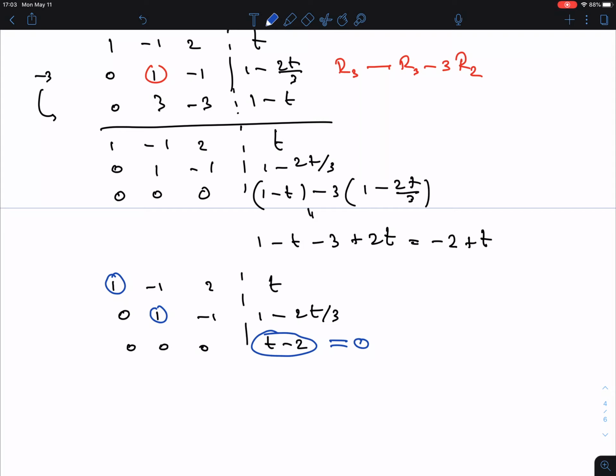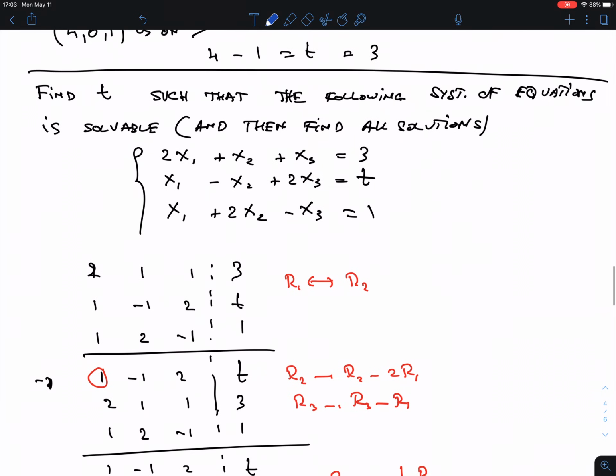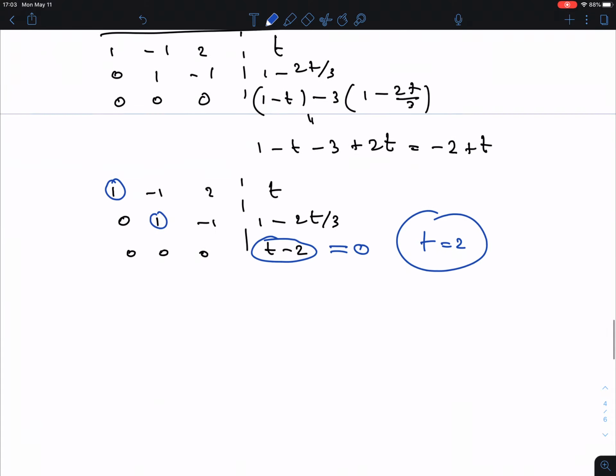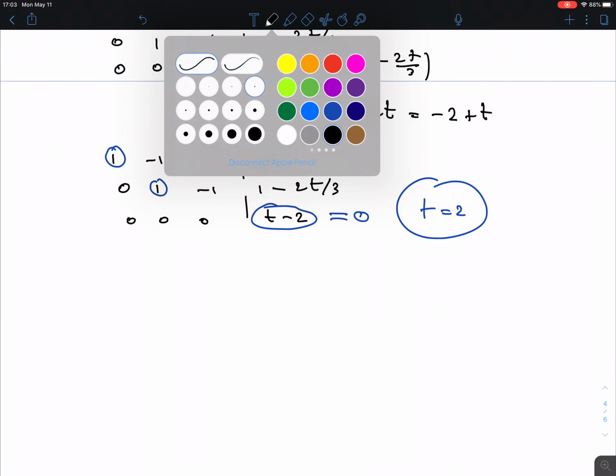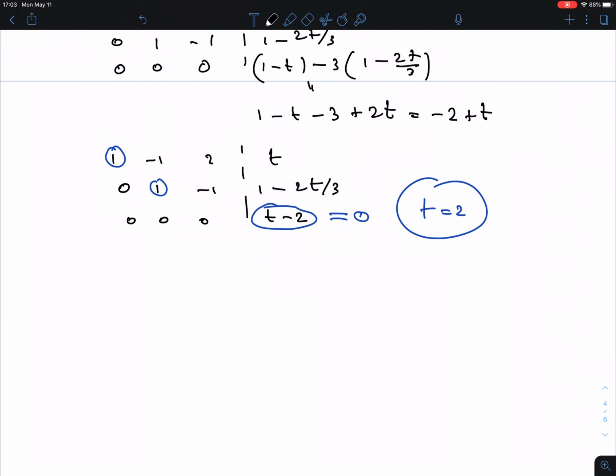So it all comes down to what number you get here, that should be 0. So we see that t is 2. So that answers for which t. Find t such that the following system of equations is solvable. Now, if they also ask, well, what is the solution then? Well, let's write it down.